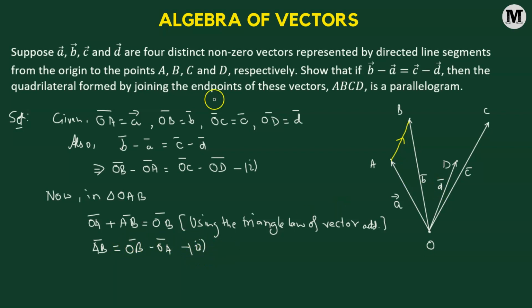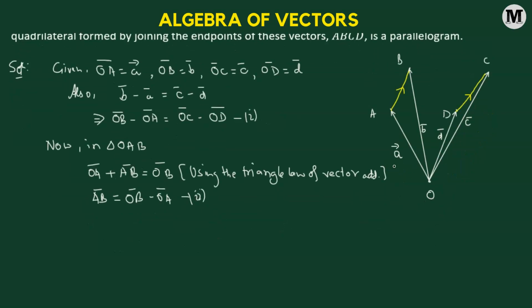Fine. Now we will join point D and point C with the help of a directed line segment to get DC vector. So we'll consider the triangle ODC. Here again we'll use the triangle law of vector addition to get OD vector added to DC vector, which will be equal to OC vector. That means DC vector will be simply equal to OC vector minus OD vector. Let this be equation number 3.